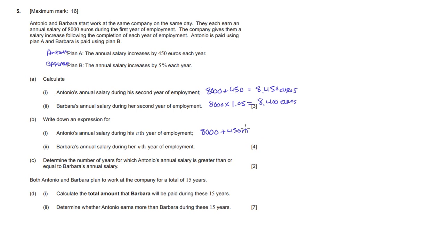So what you want to do here is do 450 times N minus 1, right? Or what you could do is take 8,000 and subtract 450. If we did 8,000 minus 450, that would give us 7550. So we could do 7550 plus 450N. Because if you put 1 in for his first year, 450 plus 7550 gets us back to the 8,000. So either one of those works.